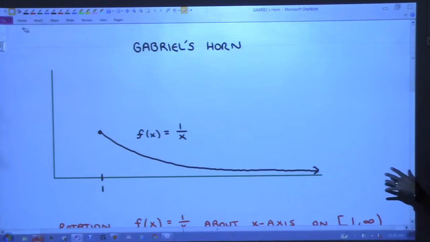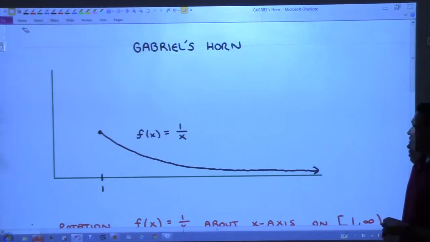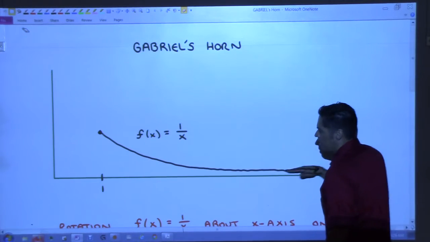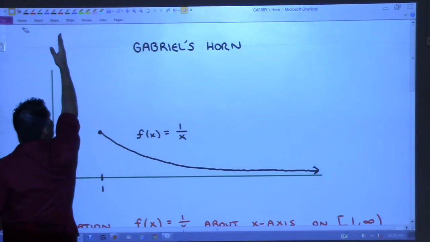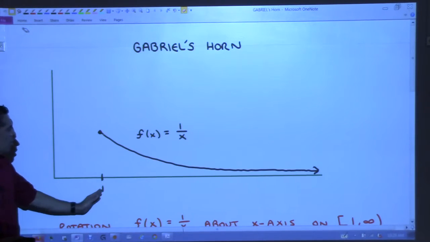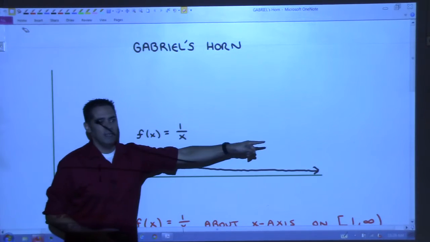First of all, one last little application of a classic problem, usually introduced in a calculus sequence. It's this idea of what's called Gabriel's horn. So if we take the function 1 over x, it looks like this. It actually goes up this way, right? That's what 1 over x looks like. But we're just going to consider it from 1 to infinity.